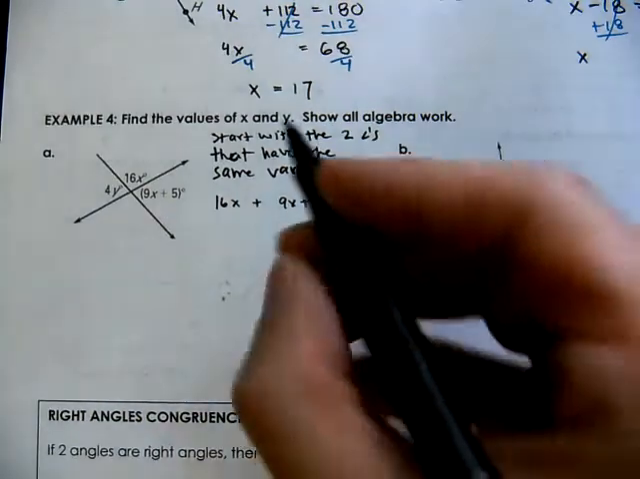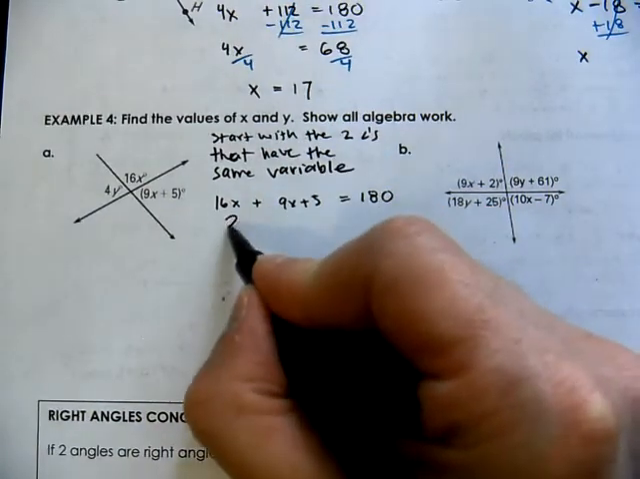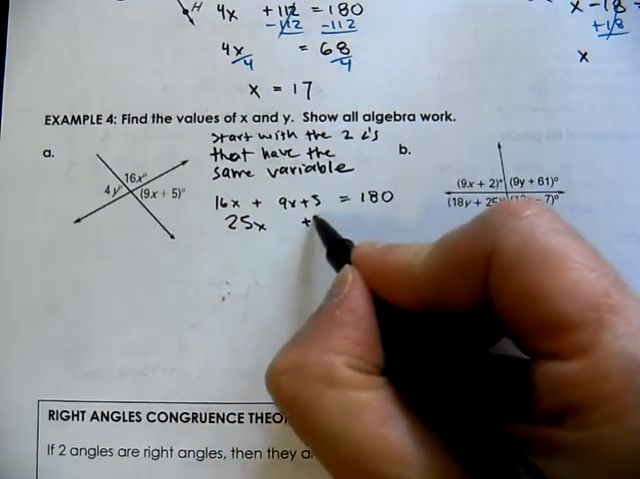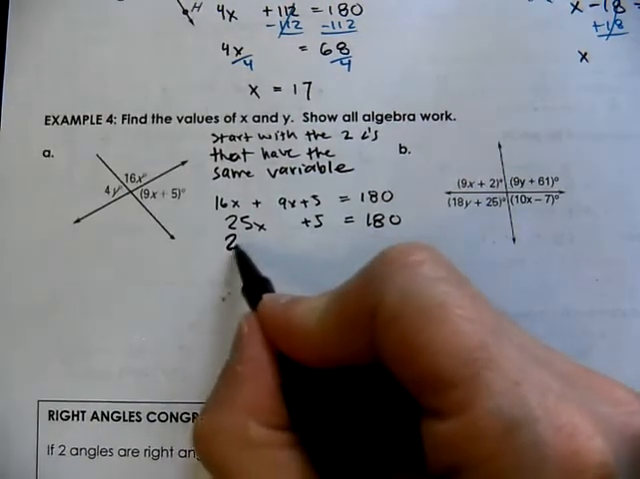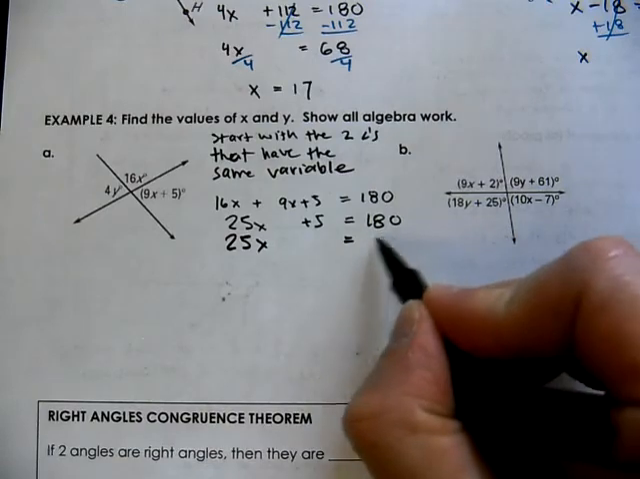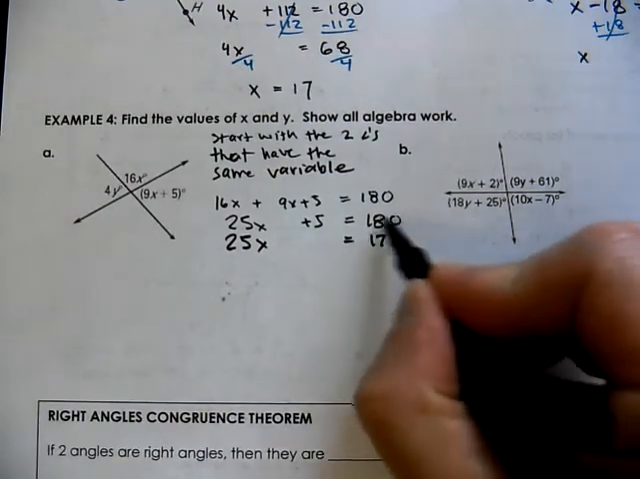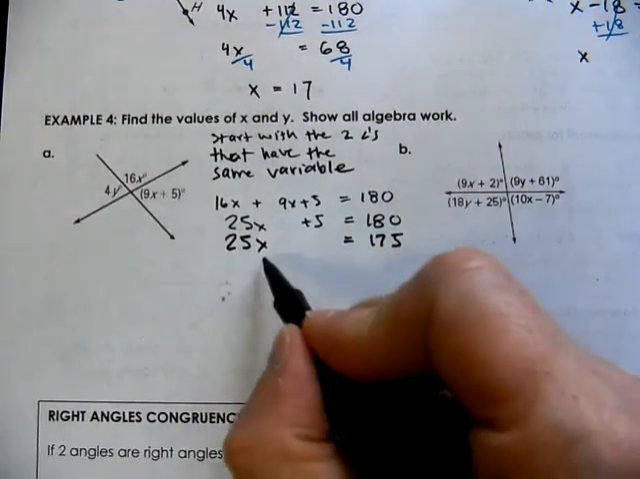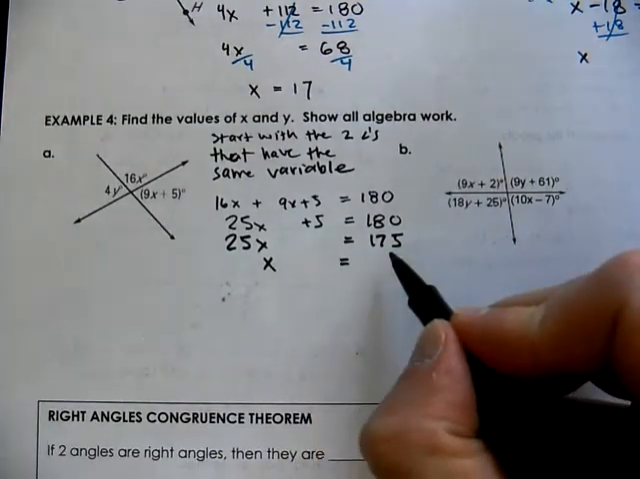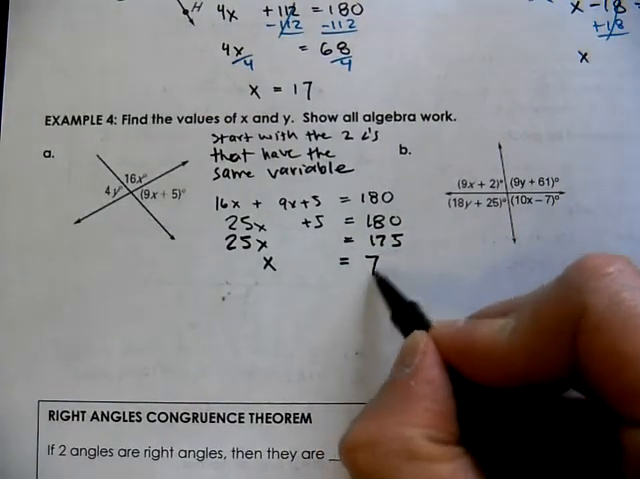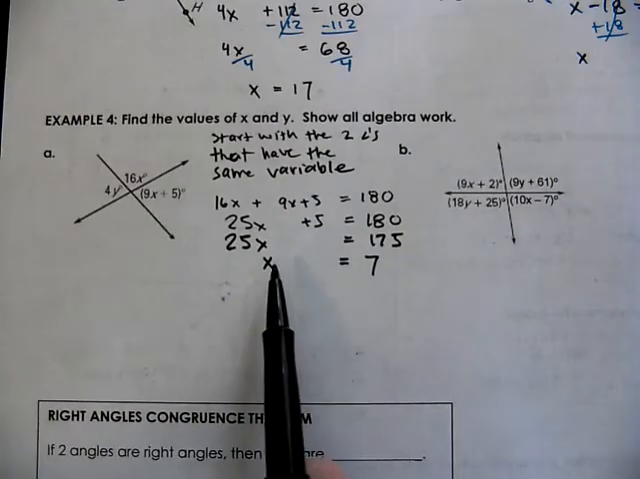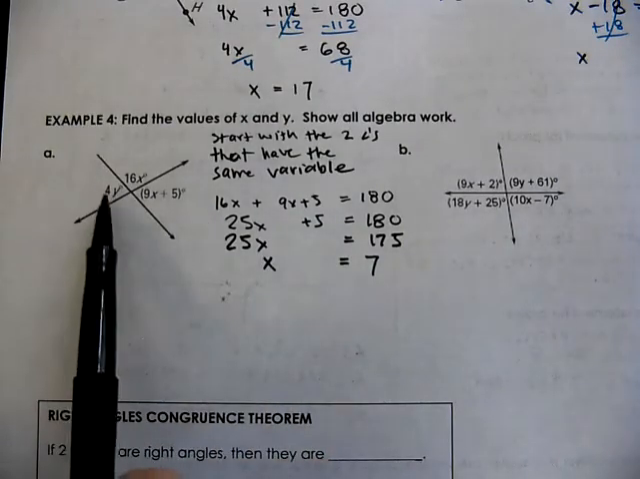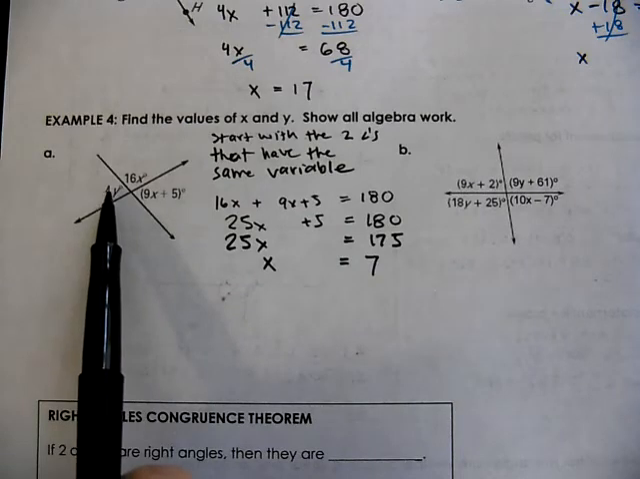So now let's solve for x. 16x plus 9x is 25x. And then let's move our constant terms to the other side. So I'm subtracting 5 from both sides, so I get 175 on the right. Let's divide away the 25 to isolate the variable, and we get x equals 7. Alright, so now we know that x is 7, and I still have to solve for y.